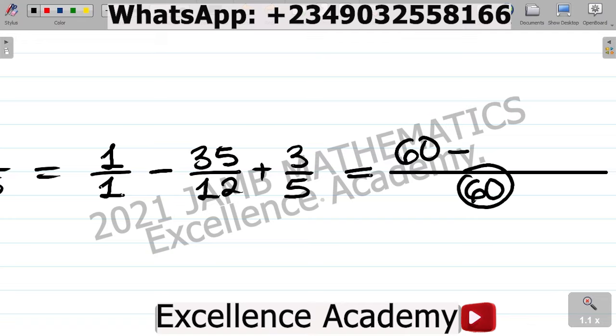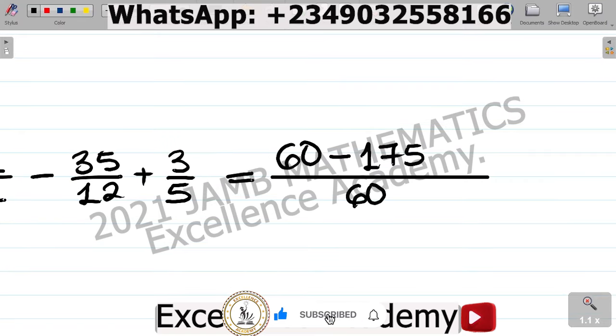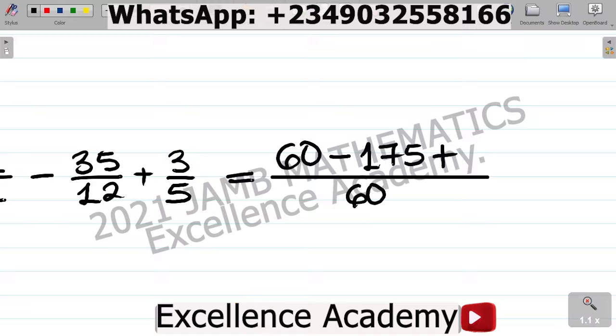Next, 60 divided by 12 gives you 5. 5 times the numerator, 5 times 35, gives you 175. Next up, you have plus 60 divided by 5, which gives you 12. 12 times the numerator, 12 times 3, gives you 36. So the numerator is 60 minus 175 plus 36, which is minus 79 all over 60.